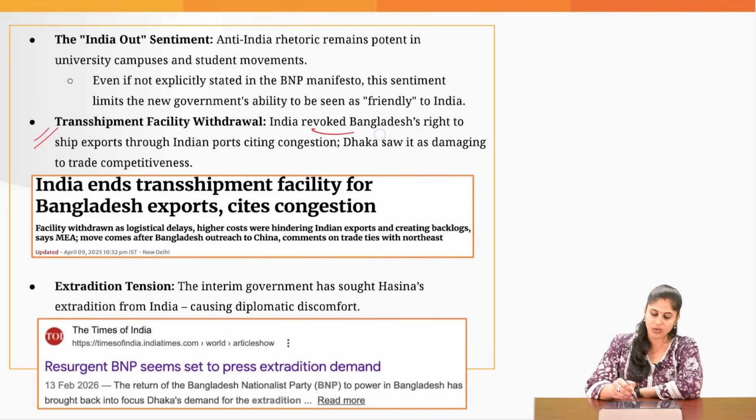Okay, so it has revoked Bangladesh's right to ship exports through Indian ports, and India has given the reason that it is leading to congestion, and this is negatively impacting the export competitiveness of India itself.